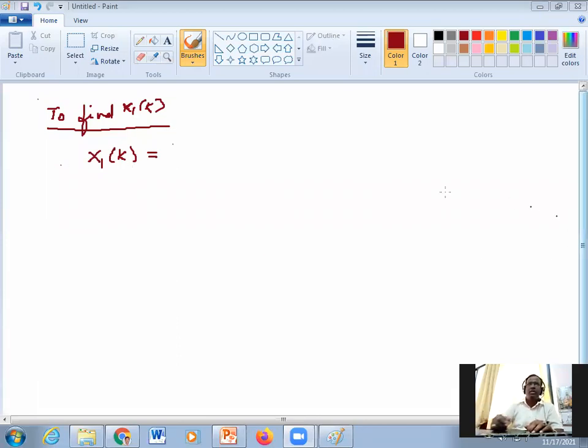What is the formula of DFT? It is W_N to the power nk into x1 of n. This is in matrix form, right? In matrix form, we have this formula.